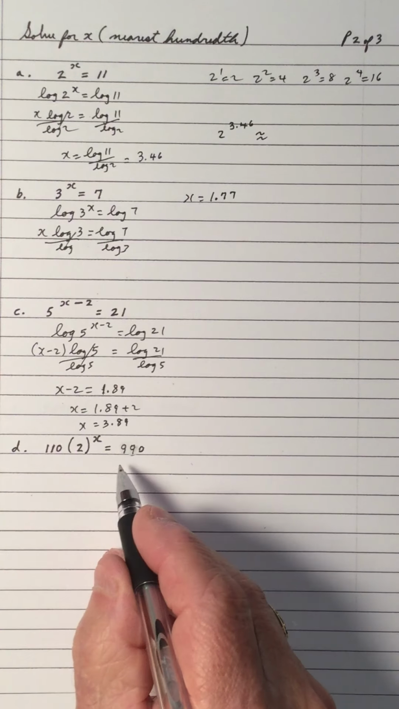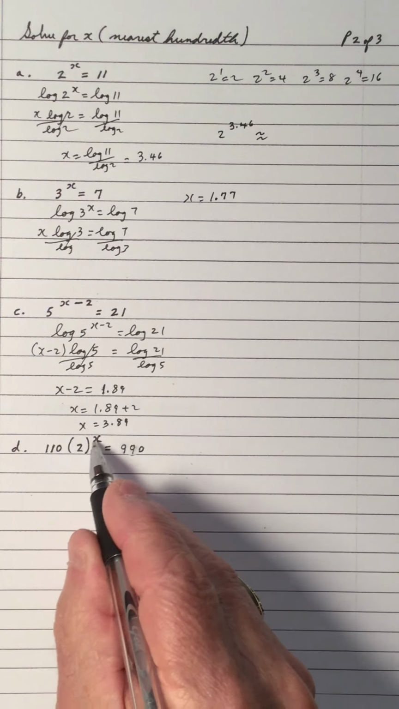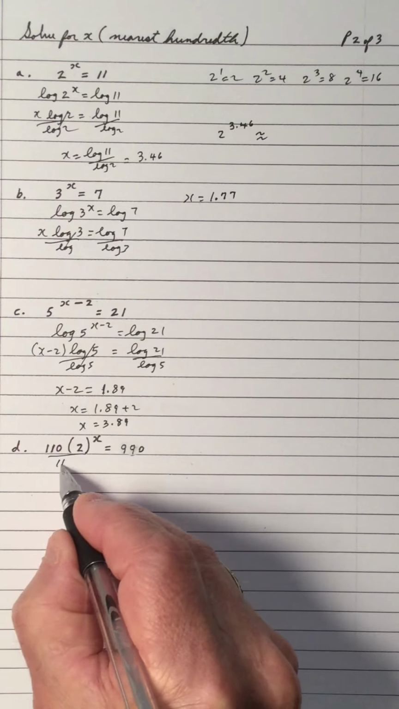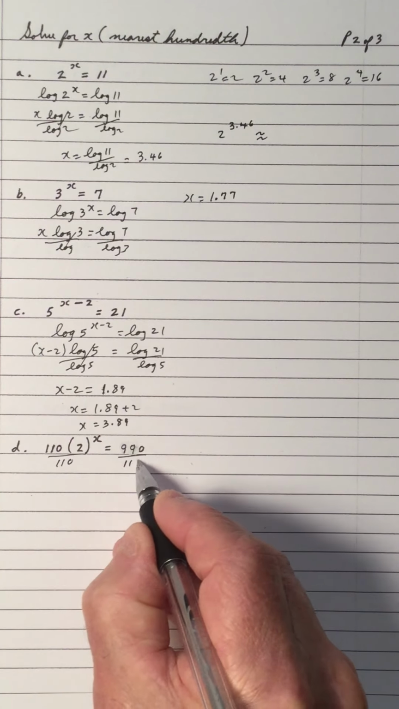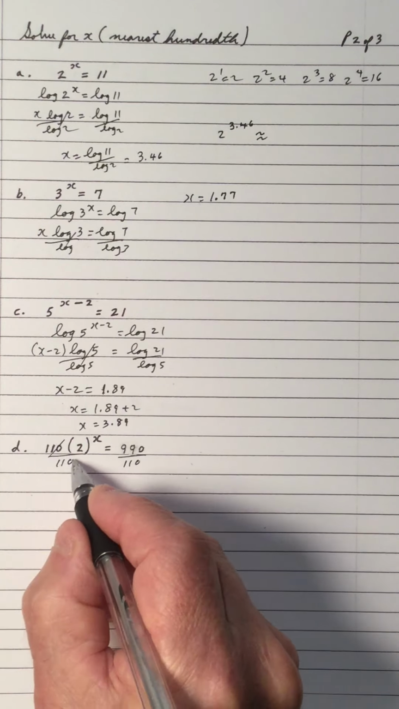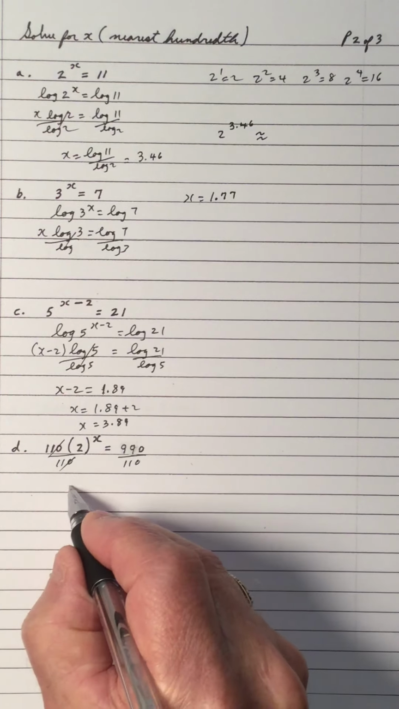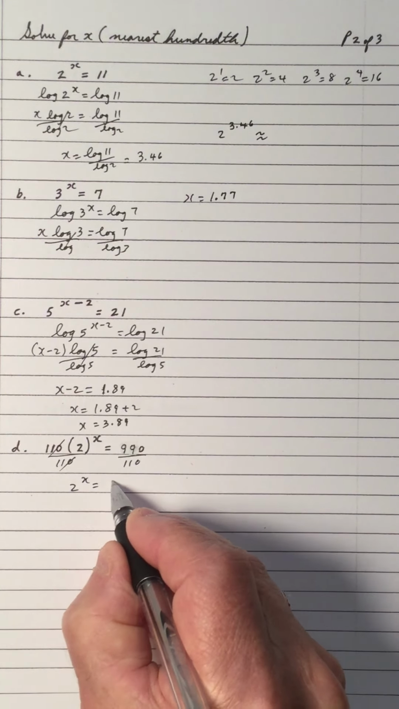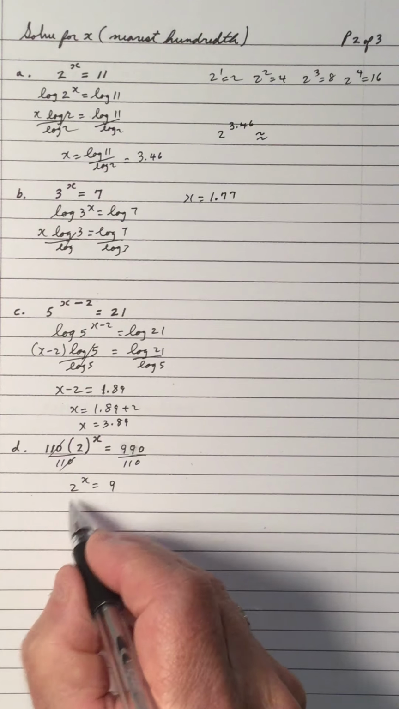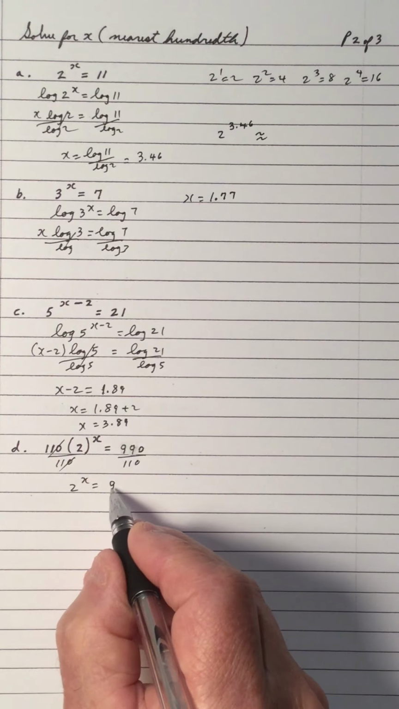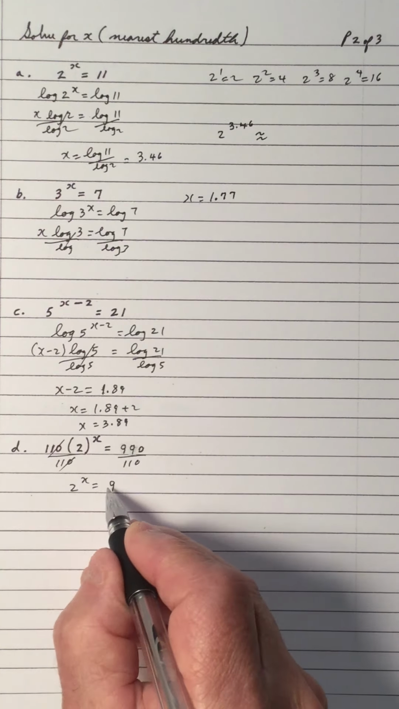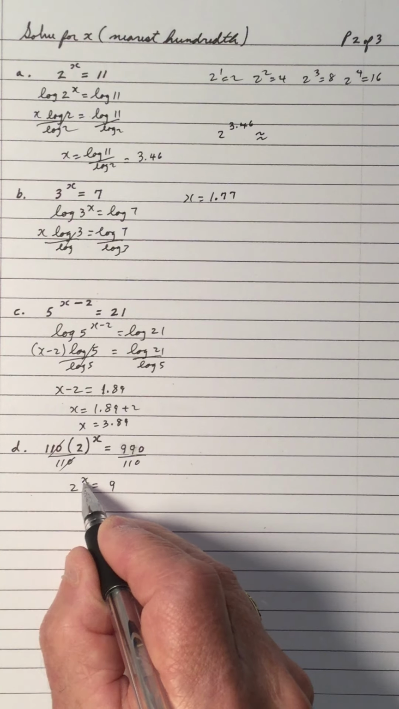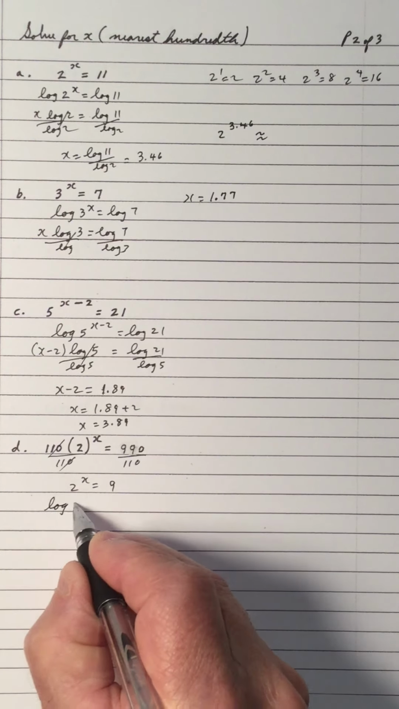These equations are a bit different, so we want to isolate the power here, so we'll divide each side by 110, and 990 divided by 110, so 2 to the x equals 9. Again, x is an exponent, so 2 to what power gives me 9? 2 cubed is 8, so this is a little bit more than 3, so we'll do the log of each side.